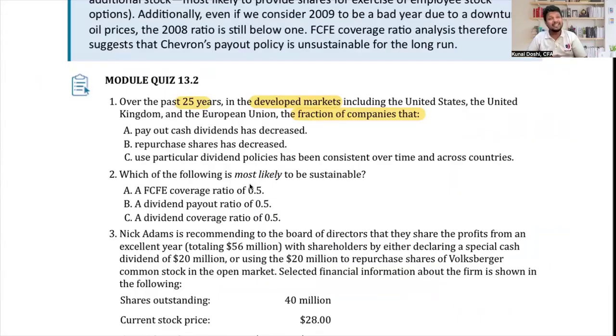Repurchase shares has decreased, no. Use particular dividend policy has been consistent, no, not consistent. In fact, what has happened? Cash dividends have gone down and repurchases have gone up. Understood? So A is the answer.